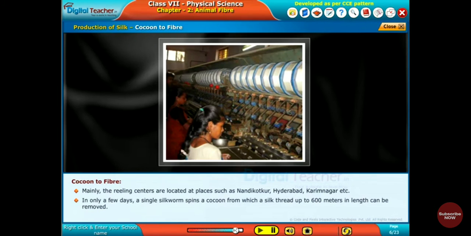In only a few days, a single silkworm spins a cocoon from which a silk thread up to 600 meters in length can be removed. However, it still takes about 2,500 cocoons to make half a kilogram of silk.